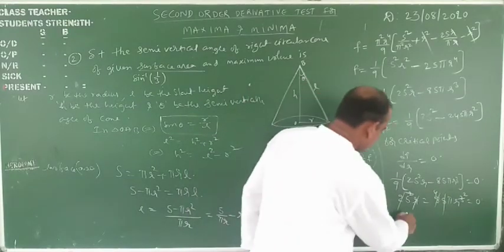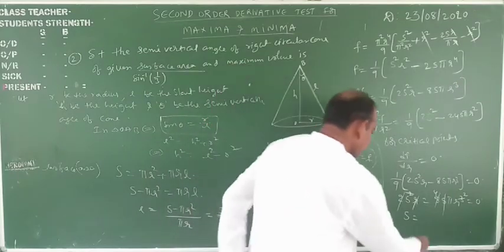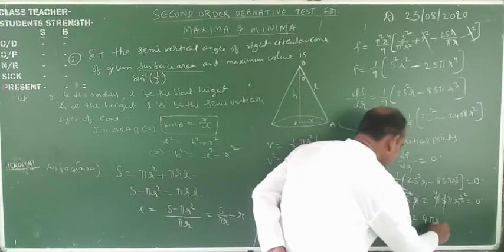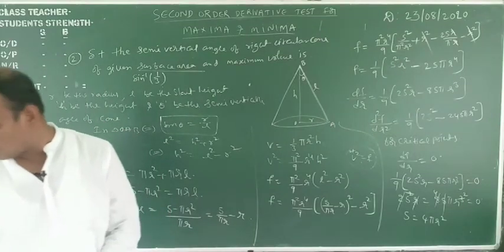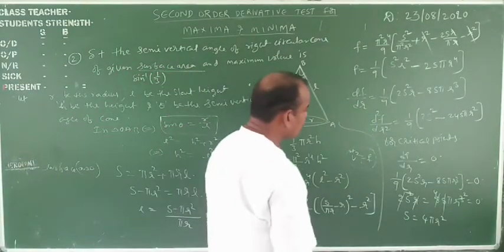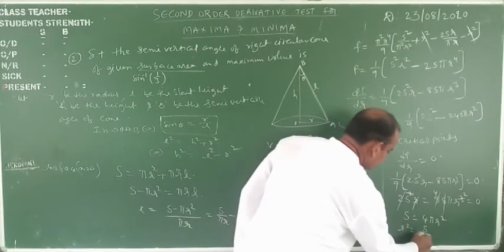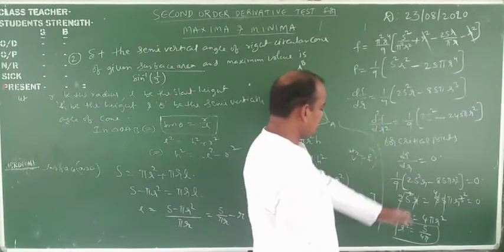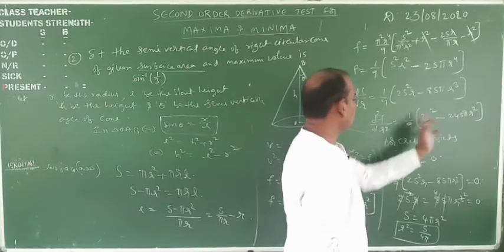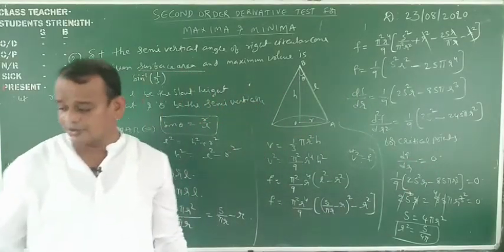This side, s is equal to 4 pi r square. Say yes or no? s is equal to 4 pi r square. From here, r square is equal to, here you have to substitute that one. Here r square is equal to s by 4 pi. You have to substitute r square equal to s by 4 pi here, positive or negative. 100% maximum volume is 100% negative. After that we can calculate.